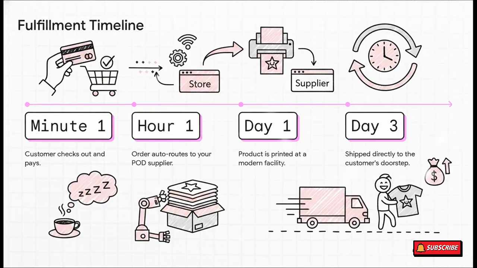By day 1, the product is physically printed by the supplier's state-of-the-art facilities. And by day 3, it is shipped directly to your customer's doorstep, usually with your custom branding right there on the packing slip. It is a completely hands-off fulfillment cycle for you, operating flawlessly around the clock. You capture the profit margin, and the system just handles the rest.